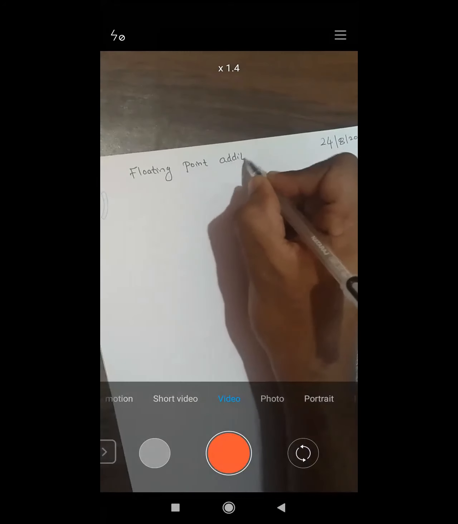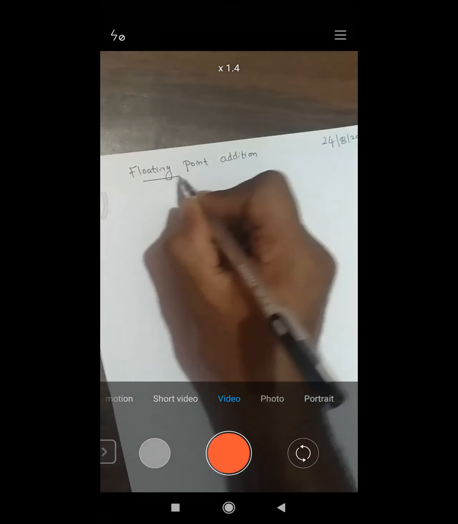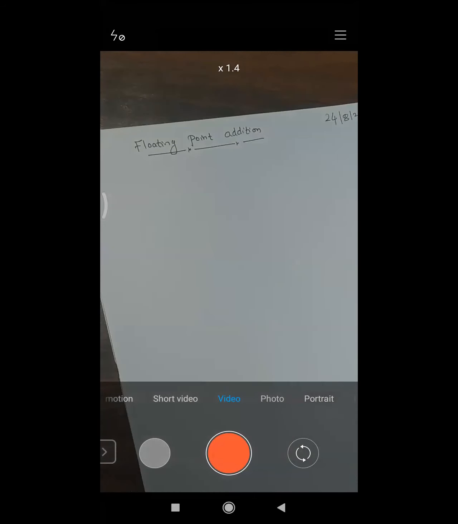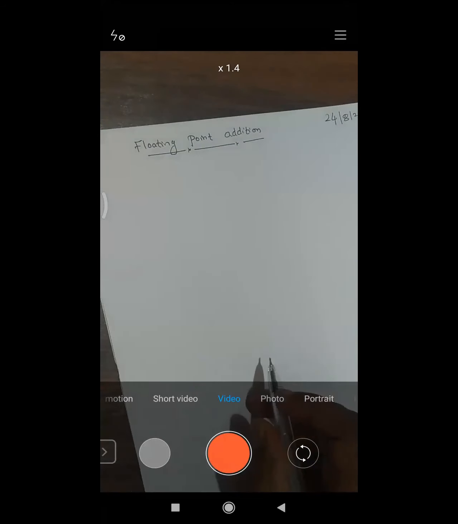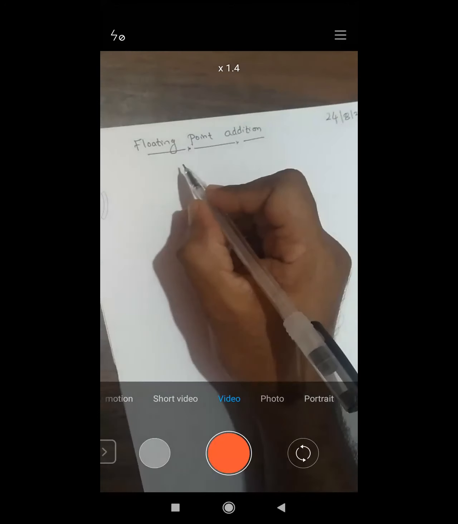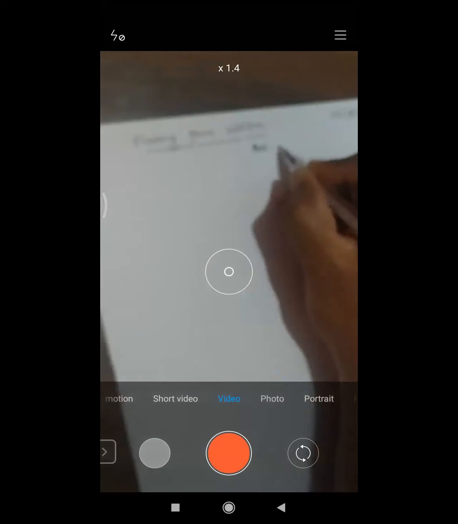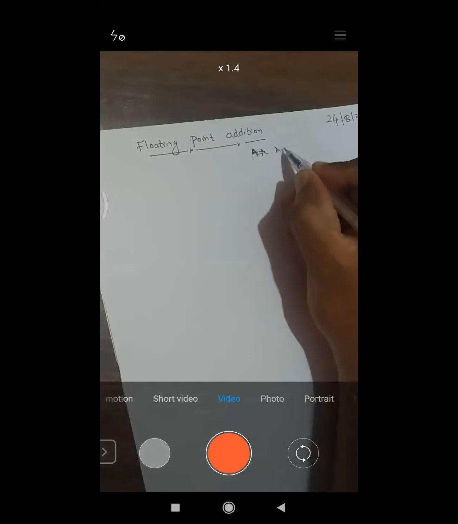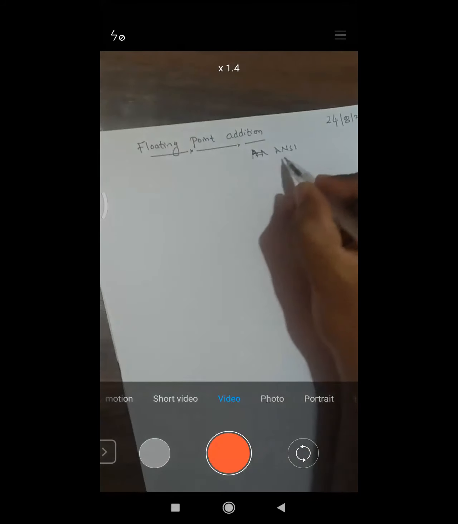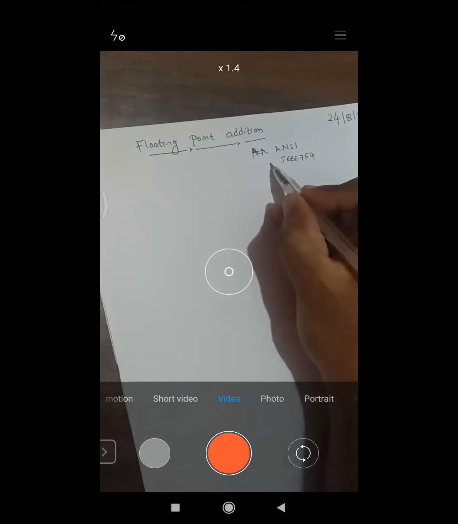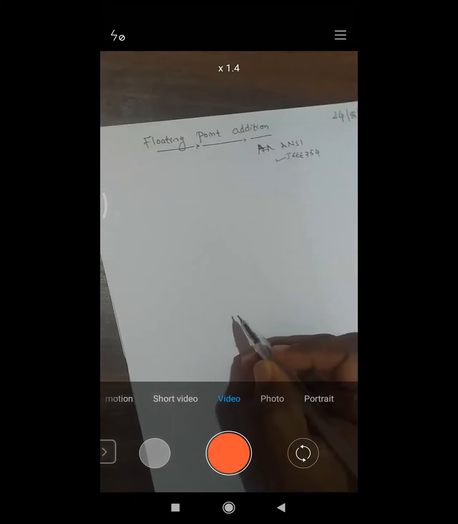This floating point addition, or the floating point arithmetic, is also to be discussed in chapter number 3, unit number 3, as per the prescribed syllabus. Before we understand the floating point addition and floating point representation, there are two different techniques for floating point operations. One is the American National Standard, and we have IEEE 754. So we have seen the IEEE 754 representation format.